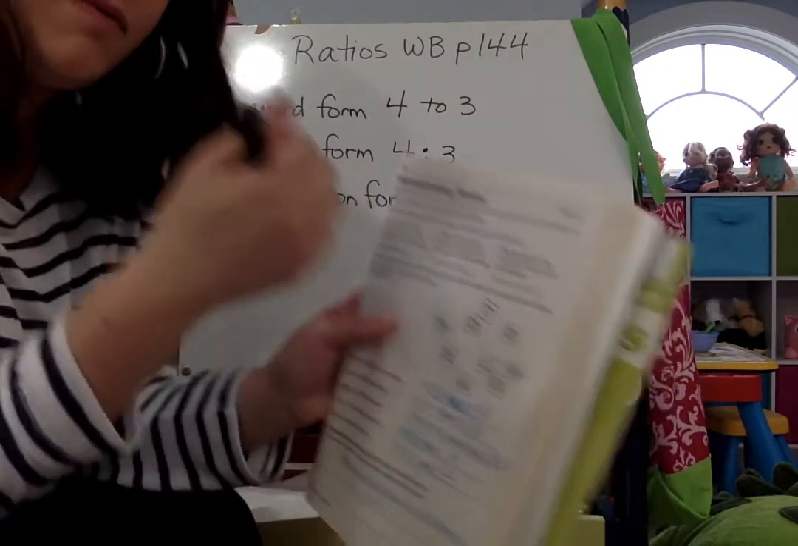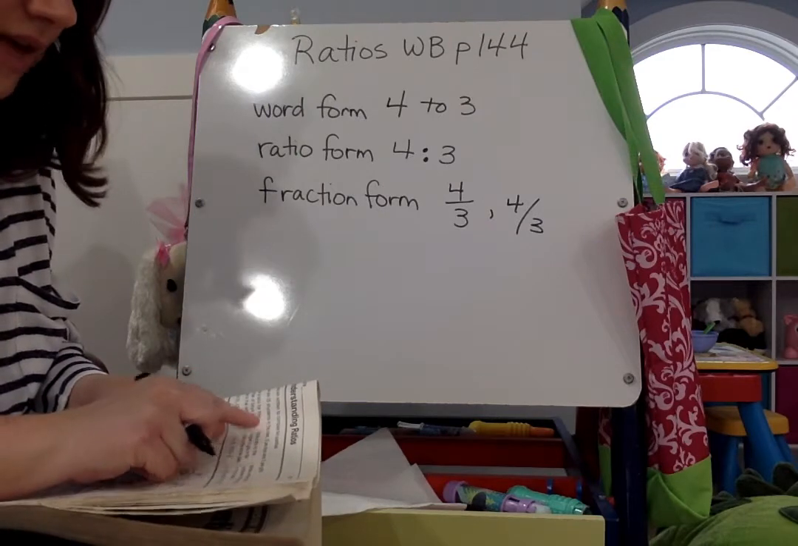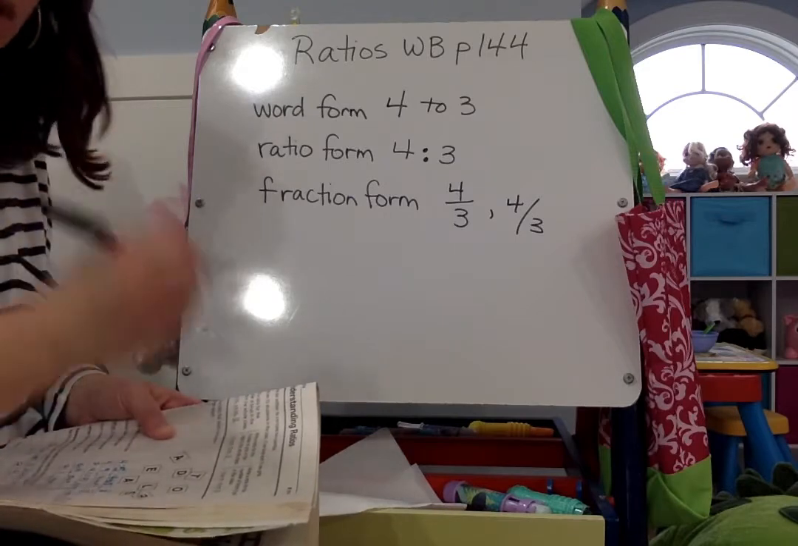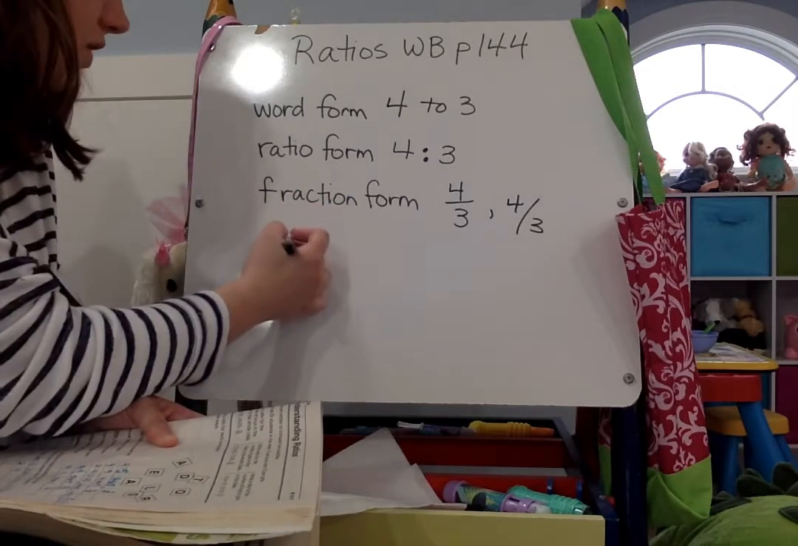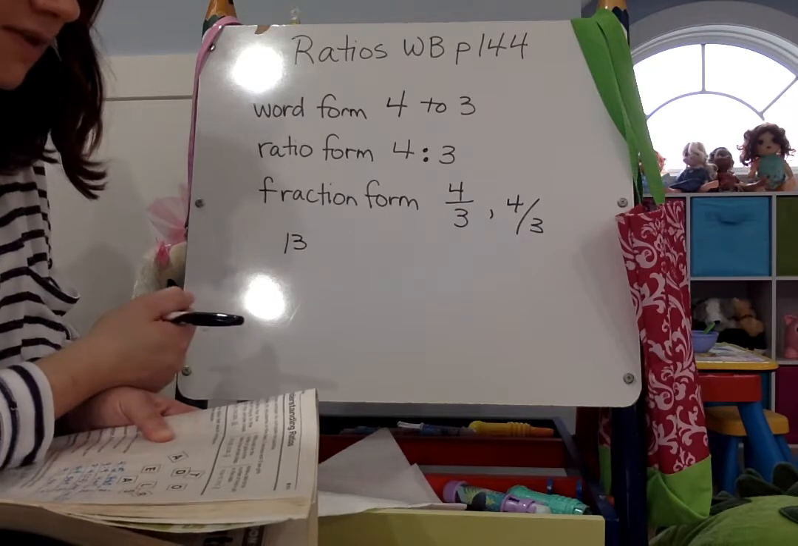So we have to do a little bit of math before we can write that. So if you'll remember, there are 25 students in the class, 13 are boys. So those are the two numbers that we need. So we have to start with boys. That's what it asks for first. So we have 13 boys to 25 students in the whole class.